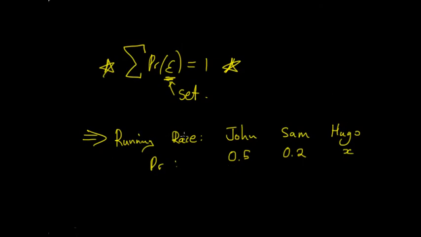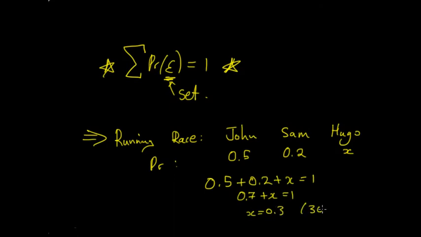But we can actually know what this is. If we know that somebody does have to win, and these are the only 3 people, then we can use this: the sum of all the probabilities has to equal 1. If you apply it, you can go 0.5 plus 0.2 plus X equals 1. That gives us 0.7 plus X equals 1. So X equals 0.3. So Hugo has a 30% chance of winning.